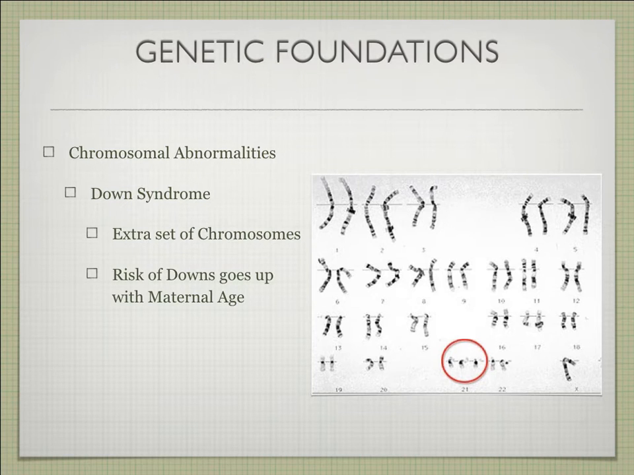The risk of Down syndrome goes up with maternal age. Maternal age is not the only contributing factor. There is genetics, and there are other things, but the risk definitely goes up with maternal age. At 20, mothers have a 1 in 1,900 chance of having a child with Down syndrome. At 35, it goes up to 1 in 300, and by 45, it's up to 1 in 30. So again, those chromosomal abnormalities can sometimes be related to maternal age. Not always, but in the case of Down syndrome, it is.